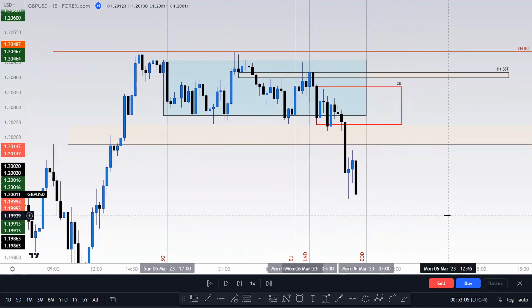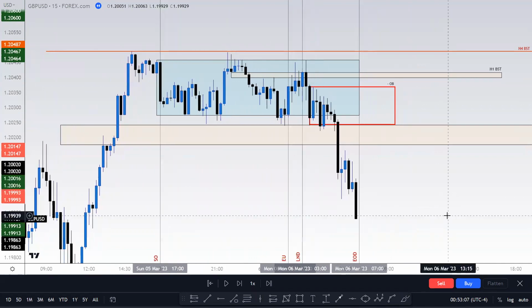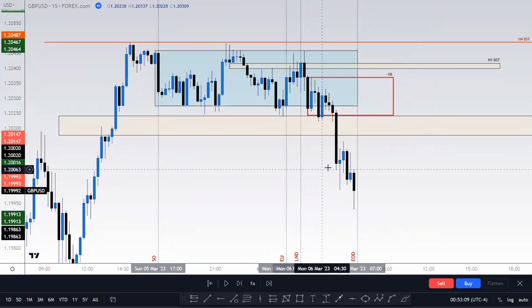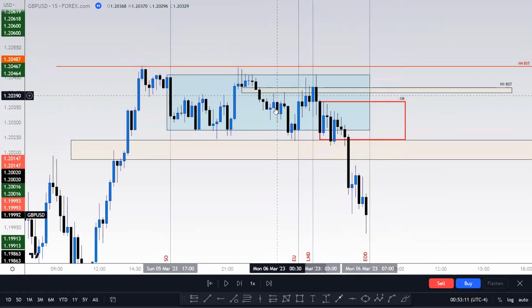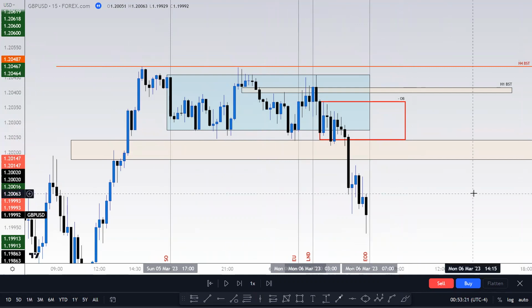Okay. So I was pretty much waiting up until the end of session, right? But price did not trade back into the 4-hour bearish order block. So therefore, there is no setup. So on Monday, there wasn't any opportunity to engage in this.